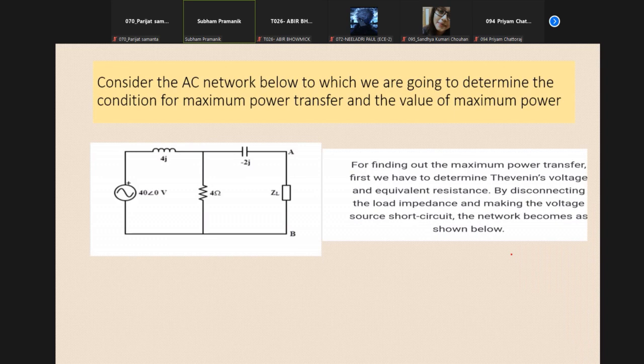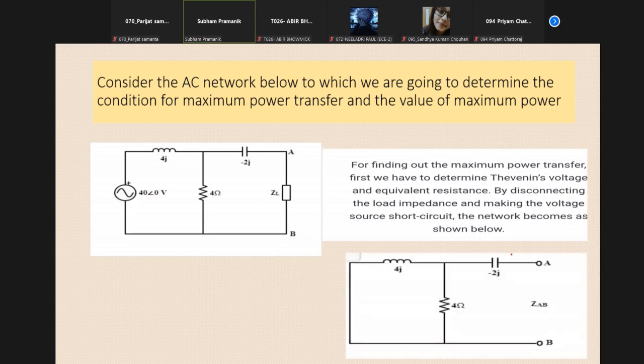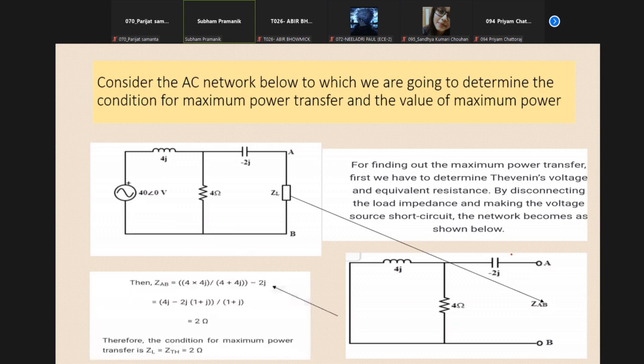First, you need to find that open circuit voltage. Then you need to find ZTH, or you can find ZTH first. Then you can find the open circuit voltage. So suppose I did this. The voltage source is short circuited here, and the load has been disconnected here. You can see here 4 and 4J are connected in parallel, and that combination arises in series with minus 2J. So we get the impedance as 2 ohm.